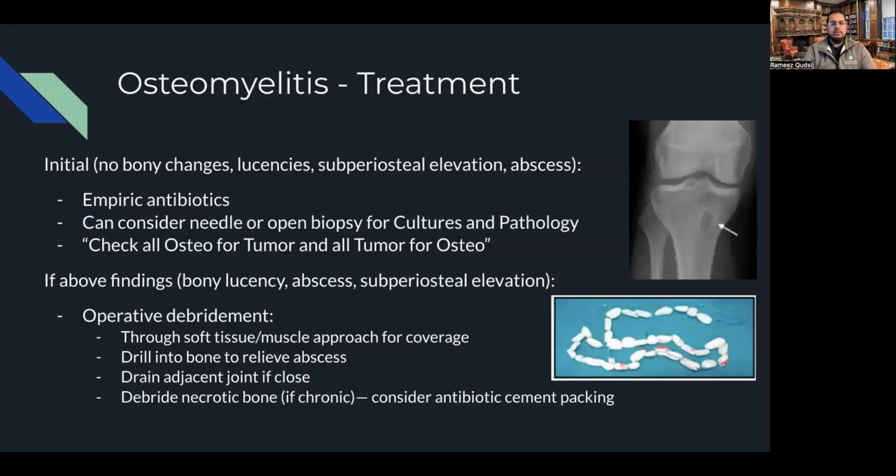Let's talk about treatment of osteomyelitis. So initially, there may be no bony changes or lucencies or any changes on X-ray. There may be no what we call subperiosteal elevation or abscess. So it's important to know that if you're actually catching an acute osteomyelitis before it's surgical, there is a role for empiric antibiotics and medical management. And that would be a patient maybe perhaps febrile, they have point tenderness, no septic arthritis at this point.